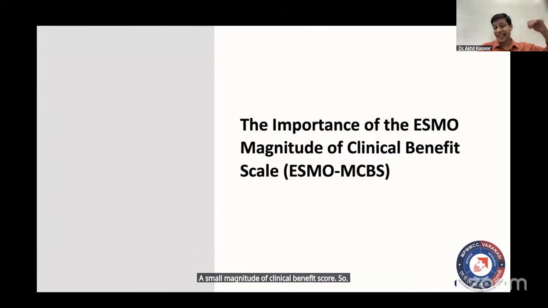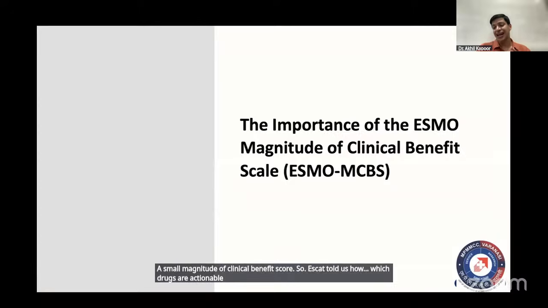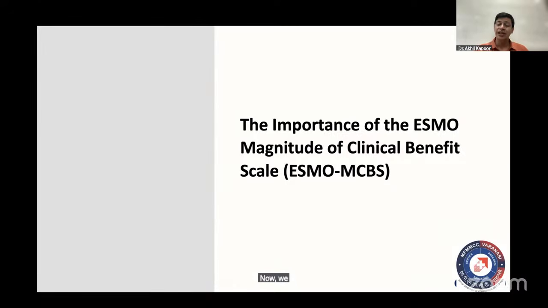So SCAT told us which drug are actionable, which mutation are actionable. Now we need to see which drug have significant clinical benefit. So this is again a difficult area because, as I said, mutation is there, drug is also there, but is it worth utilizing that drug? We need to check a score called ESMO MCBS score.